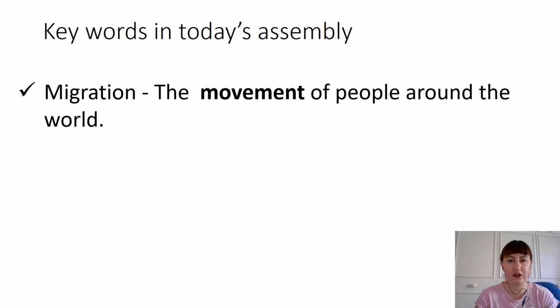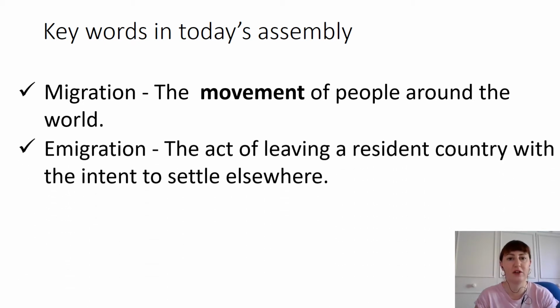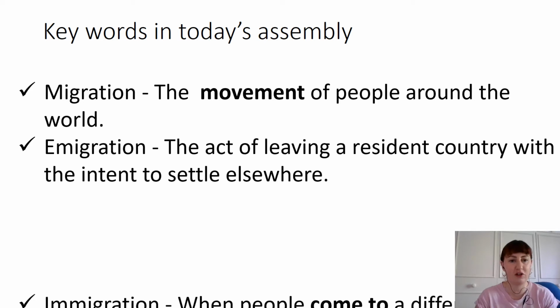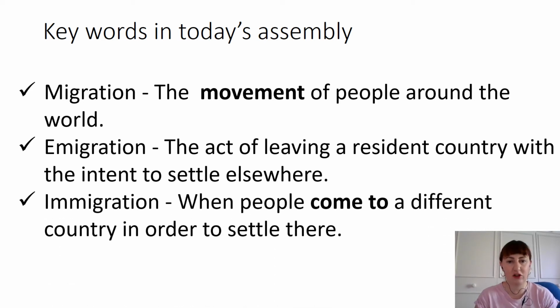Migration is the movement of people around the world, no certain direction, just the movement. Emigration is the act of leaving a resident country with the intent to settle elsewhere. What I usually say in my geography lessons is E is for exit and E is for emigration. And then immigration is when people come to a different country in order to settle there. So again, I is for into or in, and I is for immigration.